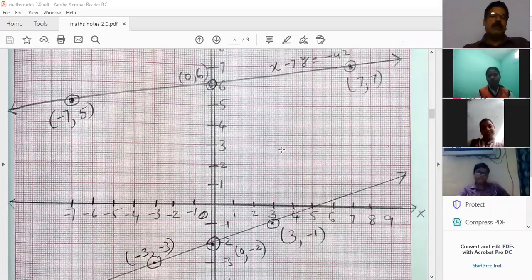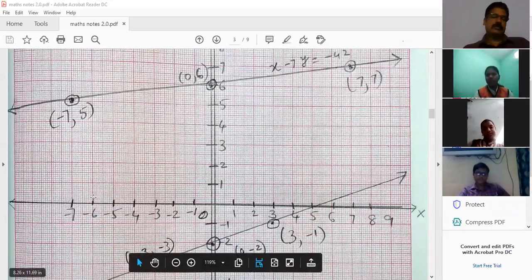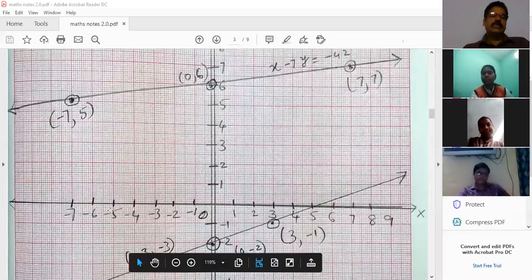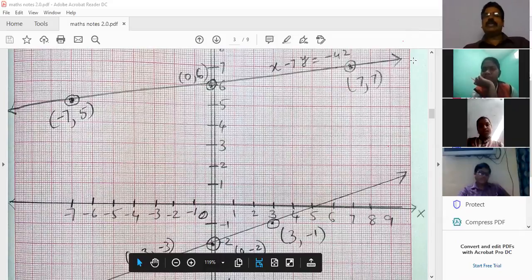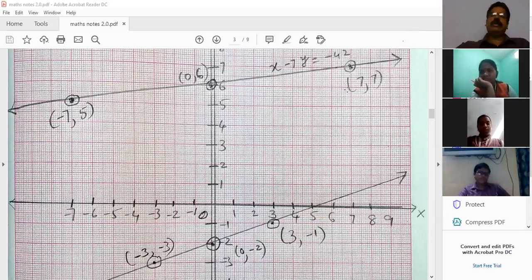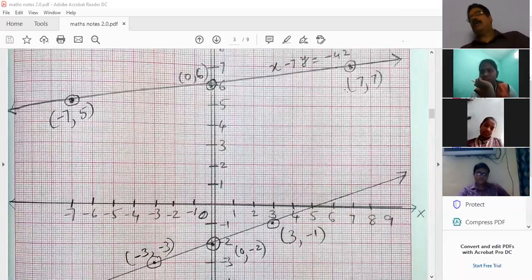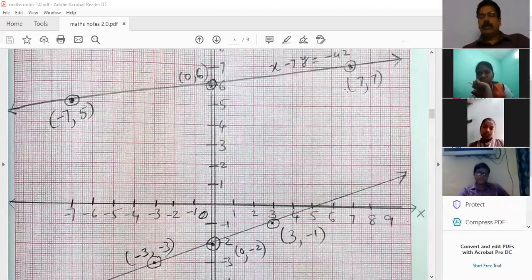Can anyone say why it is not parallel lines? The distance is different here, less here. Here it is more, here it is less. That's why these two lines are meeting on the positive x-axis side. They can meet somewhere. Okay, that's why you'll definitely get a solution. Okay, understand? Can we go to the next sum?